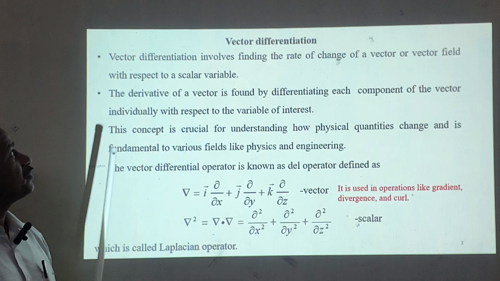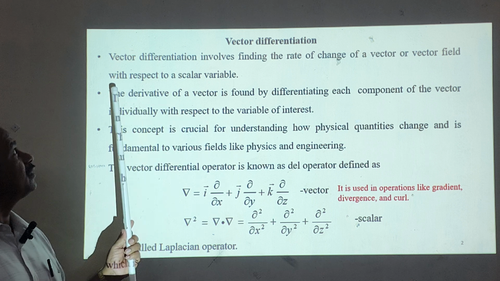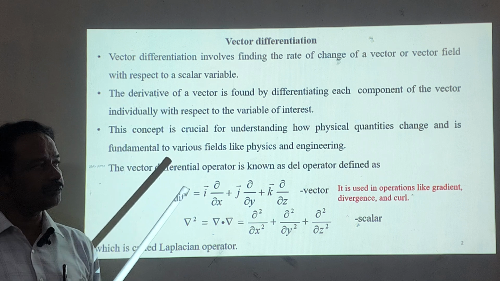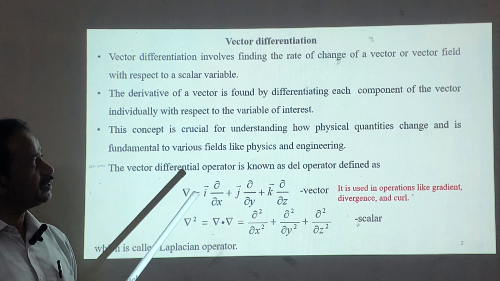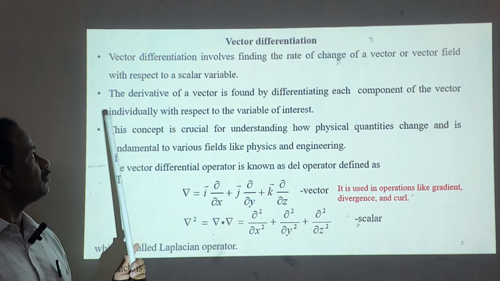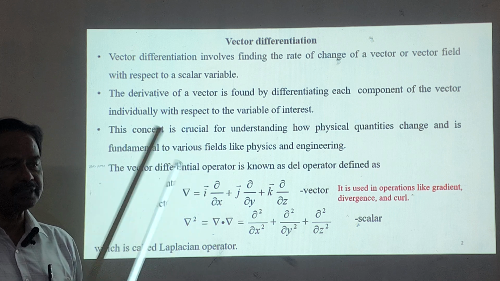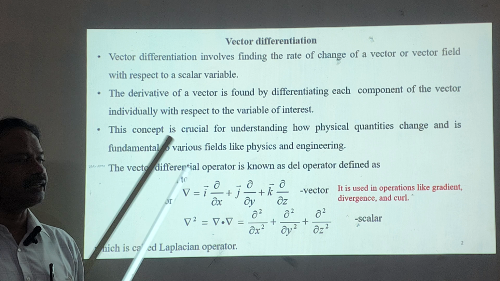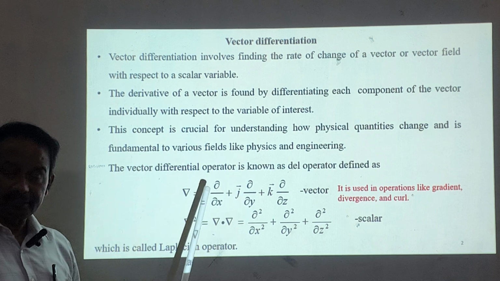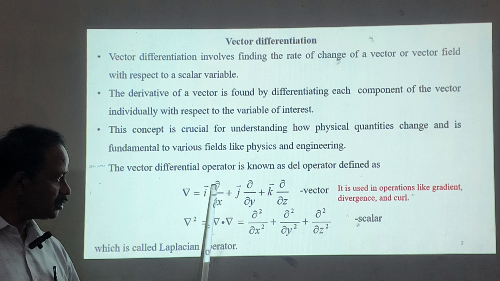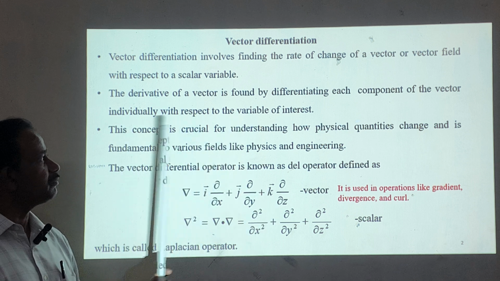Vector differentiation involves finding the rate of change of a vector or a vector field with respect to the scalar variable. So we are going to differentiate or integrate the vector fields. The derivative of a vector is found by differentiating each component of the vector individually. So there will be three components. For example, when you take 3 dimensions, we have 3 components i, j, k. So we are going to differentiate each component individually with respect to the variable of interest.